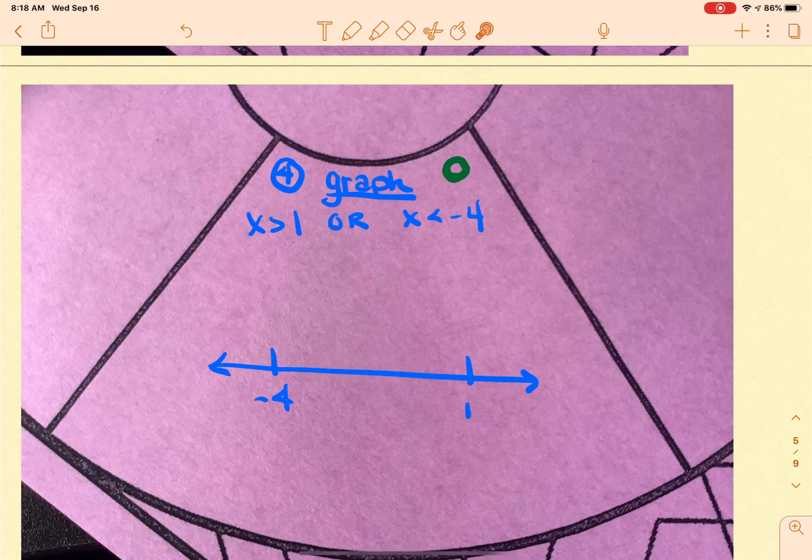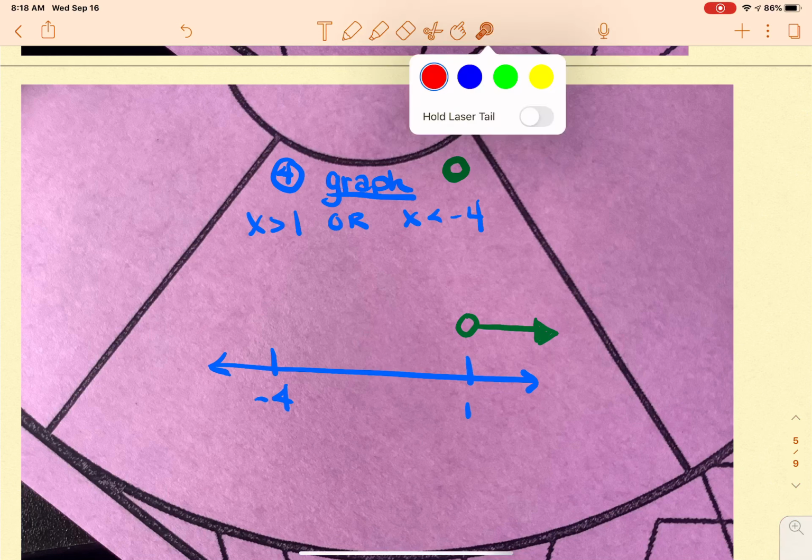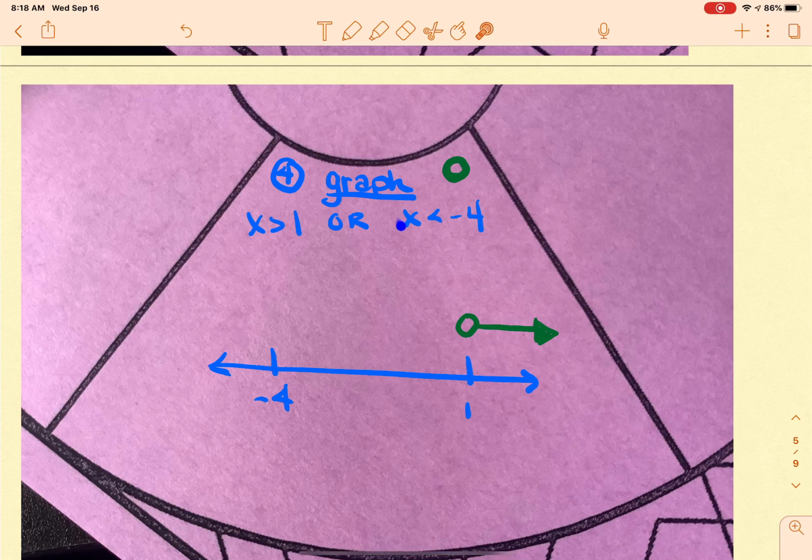So if I start with this, open circle at 1, and my line's going to go in this direction. With this one, open circle at negative 4, and my line is going to go that way. So I can tell automatically these are going to run off the ends, the opposite areas off the ends of the lines. Okay, we'll try a few more of these in class together.